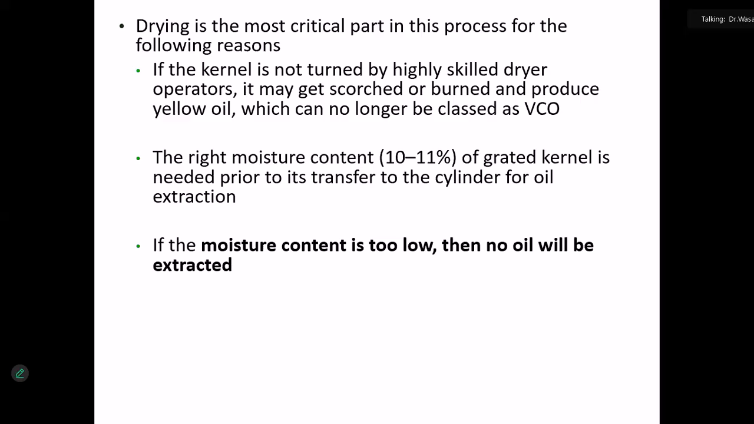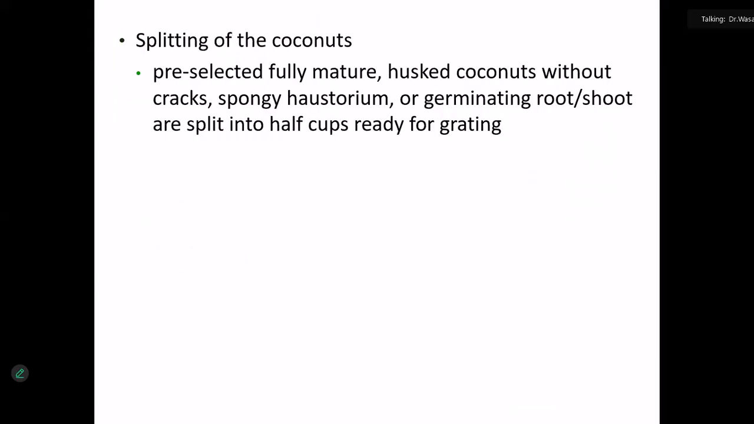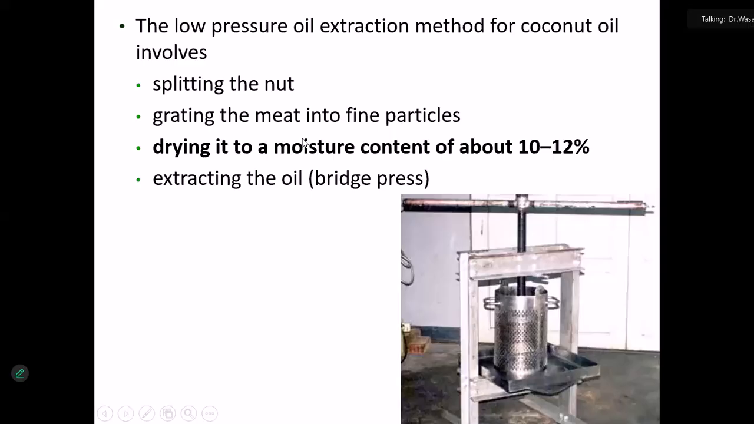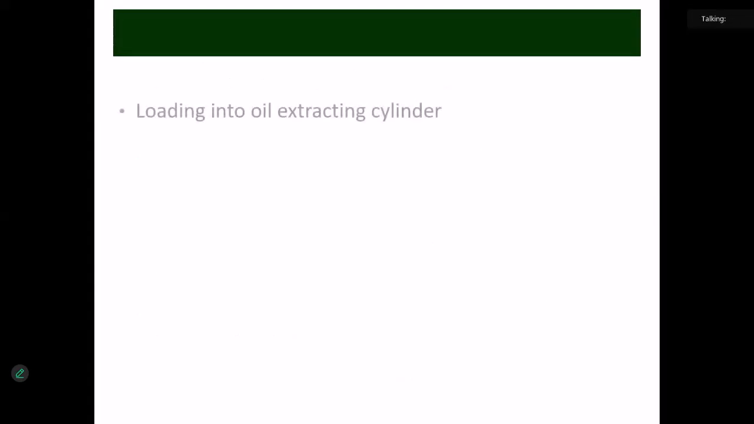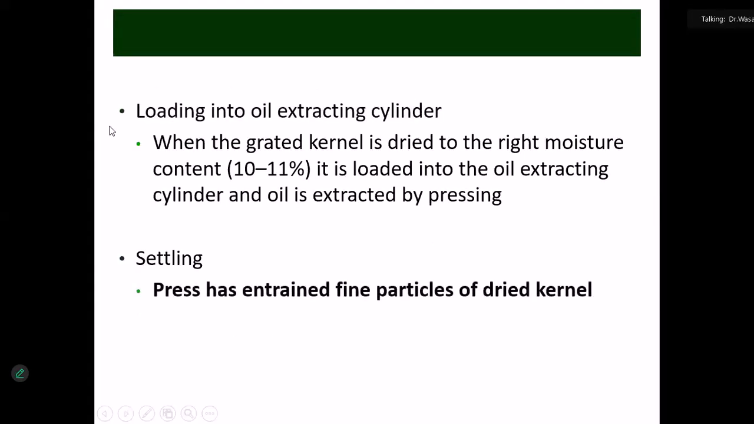So now we have discussed all steps so far. What are the steps we discussed? Splitting, grating, and drying. Last step is what? Extracting. Now you can see loading. When the grated kernel is dried to the right moisture, 10 to 11, it is loaded into the cylinder as I mentioned. Then the oil extractor is there. Last step is settling. Settling means what? You have to allow the residual material to settle.